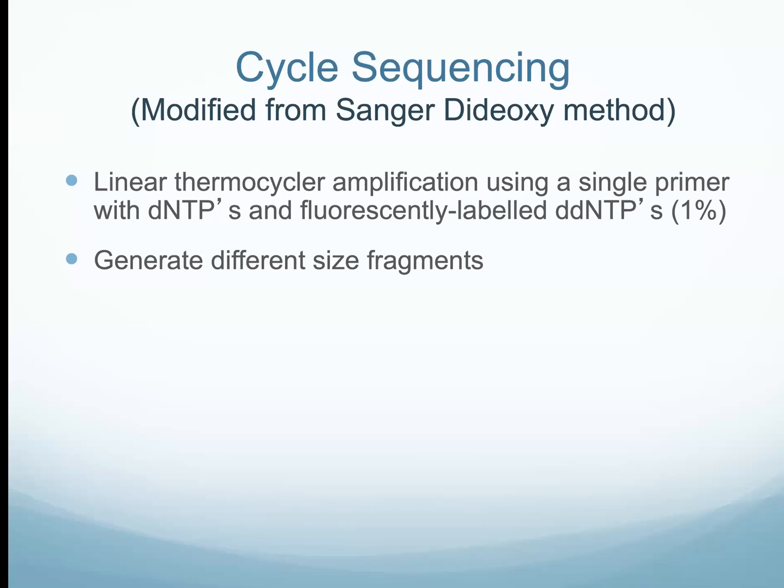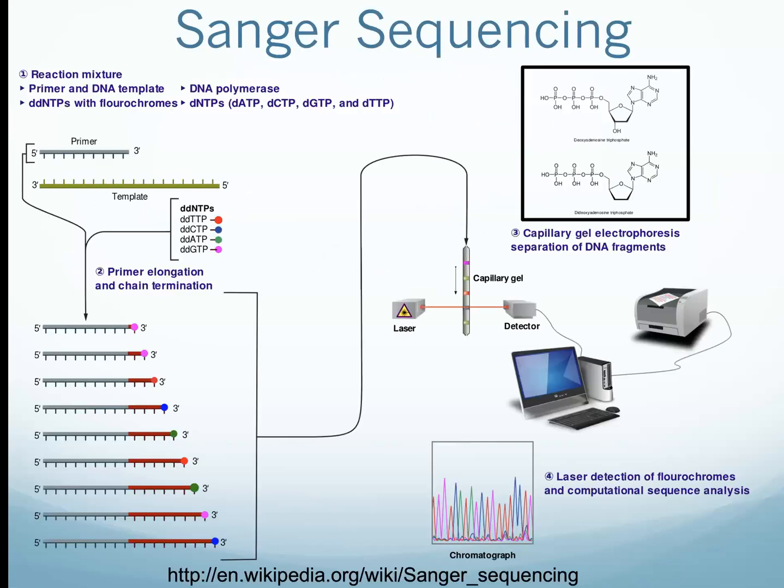Taq is not smart. It doesn't know whether it's a dNTP or a ddNTP. So it is just grabbing what is in the tube in the environment around the enzyme, and it will just have a 1% chance of grabbing that ddNTP for any base as it progresses. And so what happens is you end up with different fragments. You're doing this thousands to millions fold. So you get lots of fragment sizes.